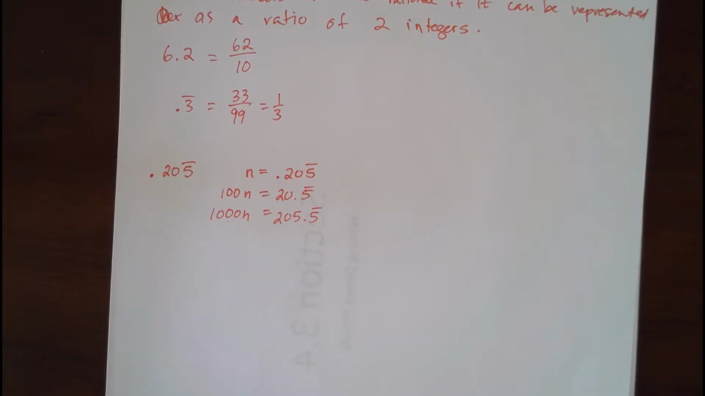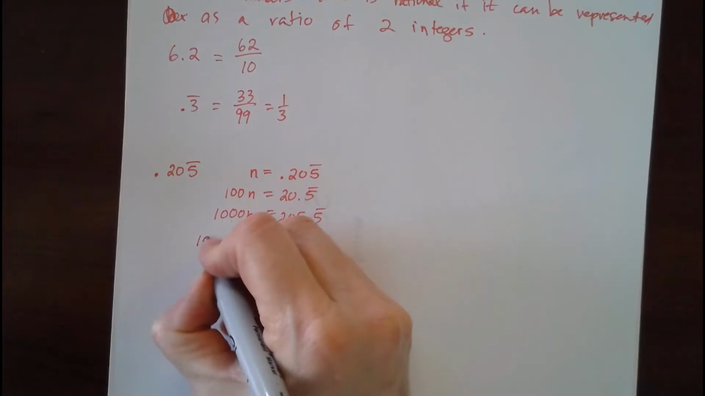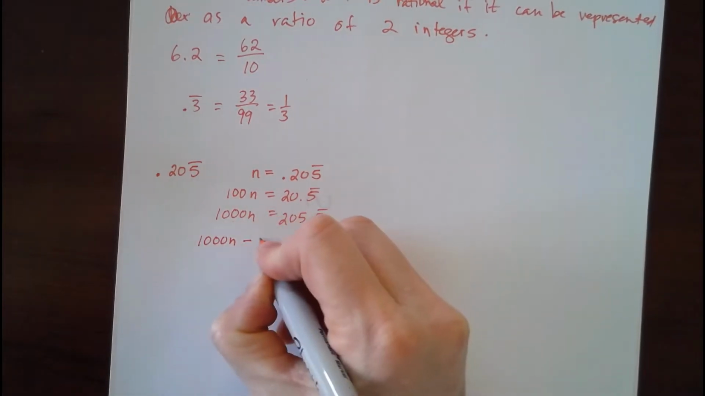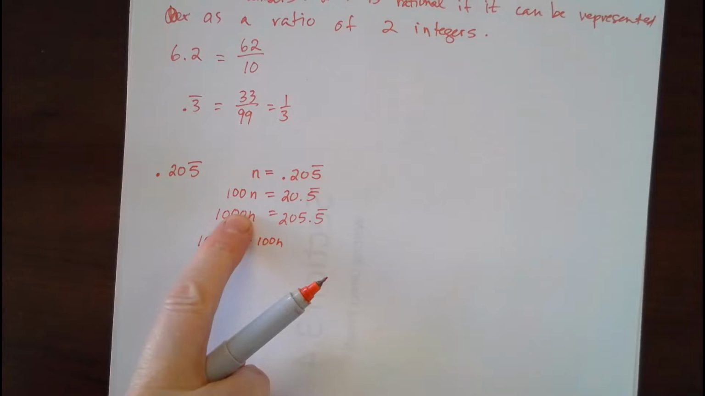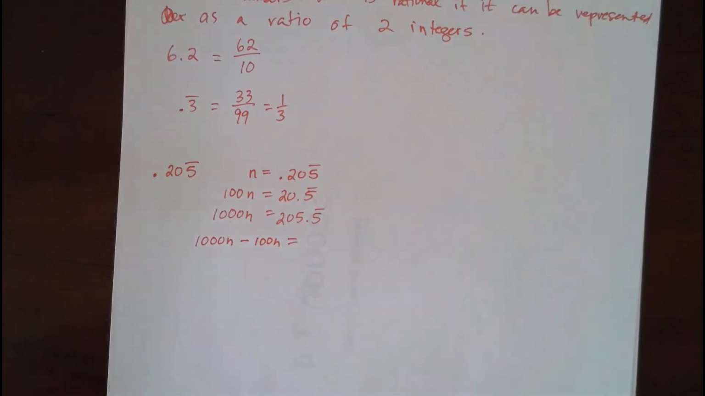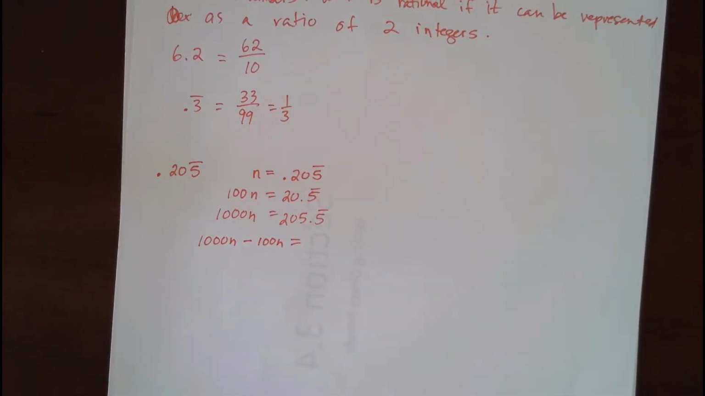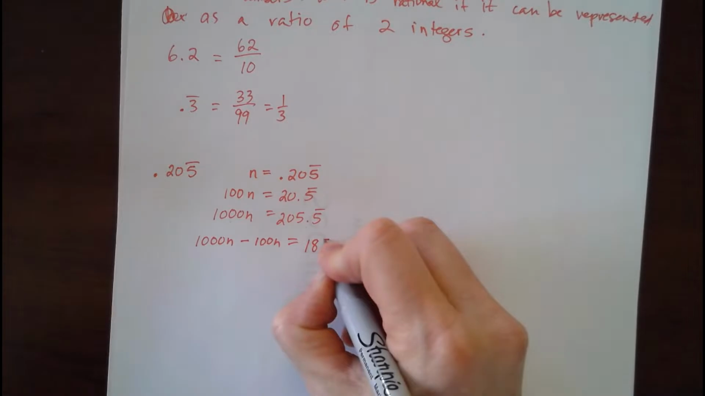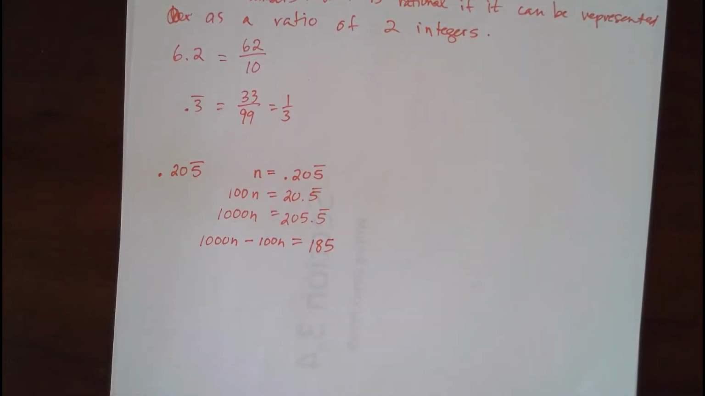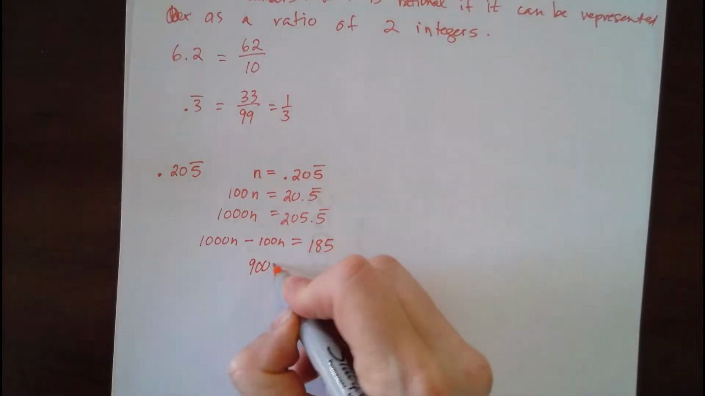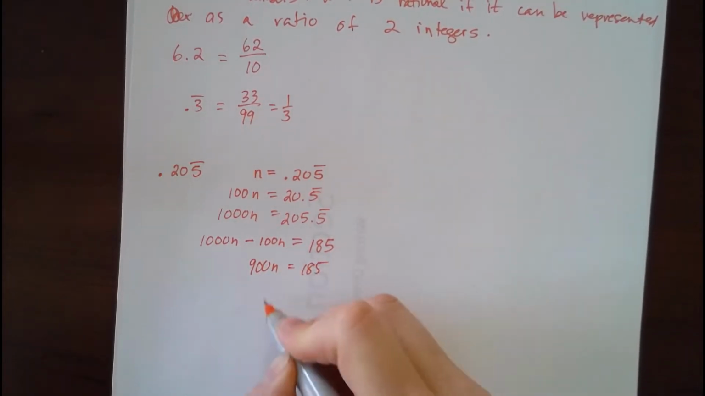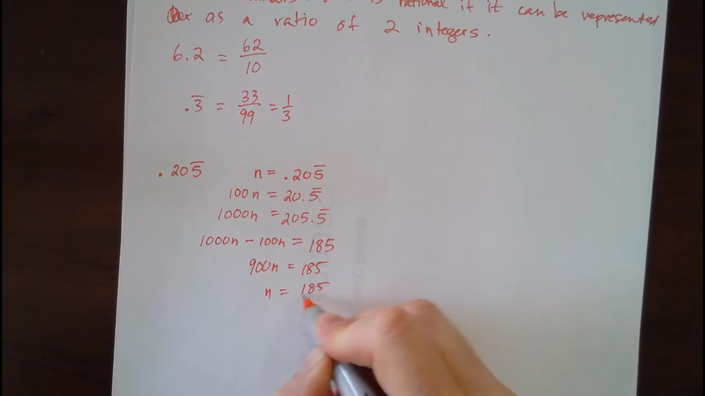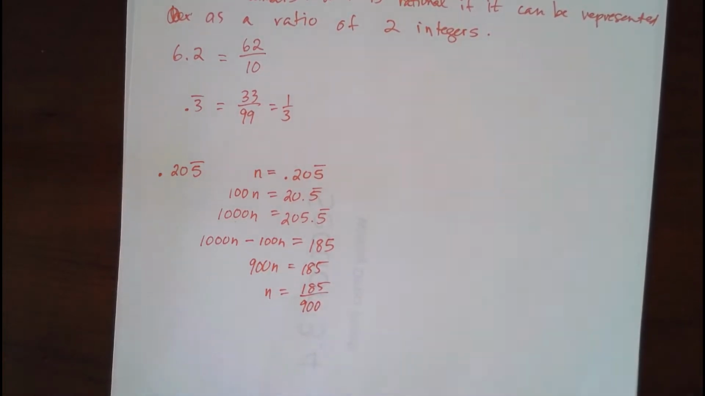If I subtract, I'm just going to write this out. 1000n minus 100n. So I'm doing the bottom one minus the top one. That will be 205.5 repeating minus 20.5 repeating, and I'll get 185. 1,000 minus 100 is 900. And so n is 185 over 900. And you don't have to reduce these.